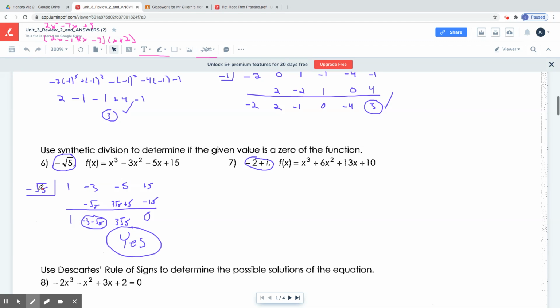If you're following the same steps, you just have to go with the radical on the outside. And I think that's what was a little confusing. Same thing here, -2 plus i. So we got a complex number here. So we got 1, 6, 13, and 10. I'm going to go through and bring it down. So that's 1. So I distribute that. Obviously, it's just -2 plus i. I combine them. 6 and -2 is 4. So I now have a 4 plus i.